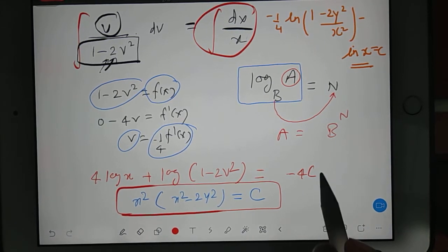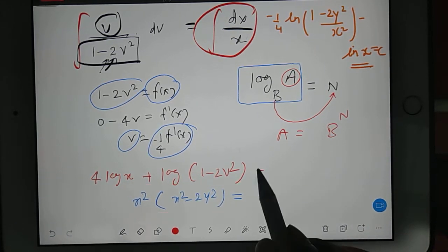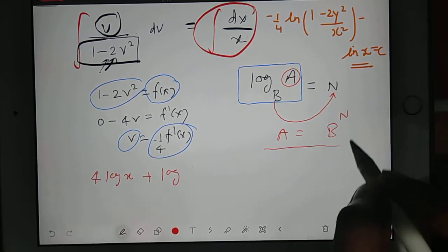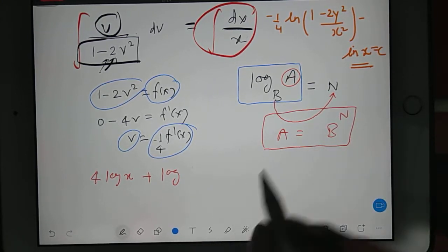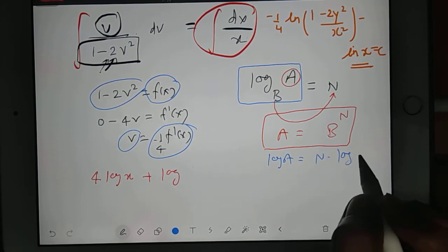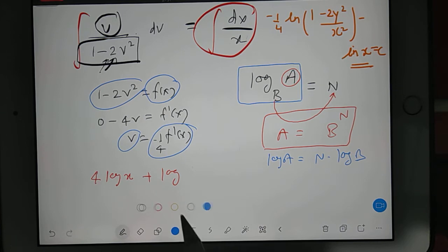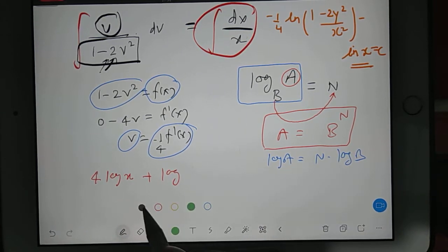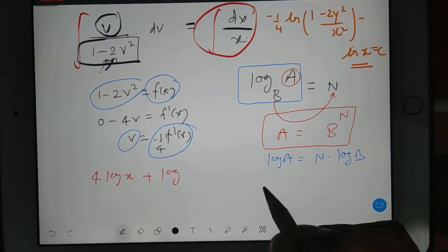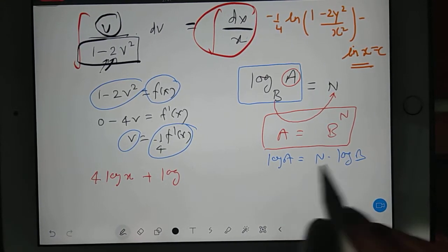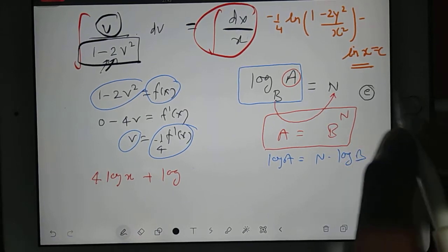Sometimes the reverse part is comfortable for the students. What is the reverse part? If this is written, take log both sides, so it will be log a is equal to n times log b. Then you do one thing, because always remember, whenever log comes automatically, by taking log or by integration or somehow, then it will be natural log with base e.